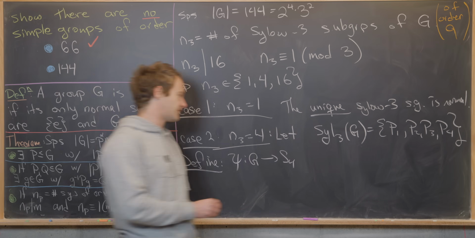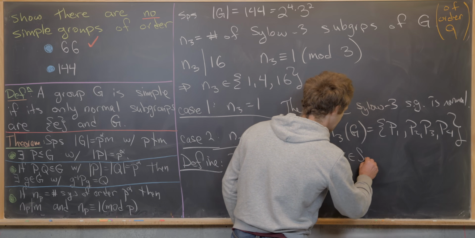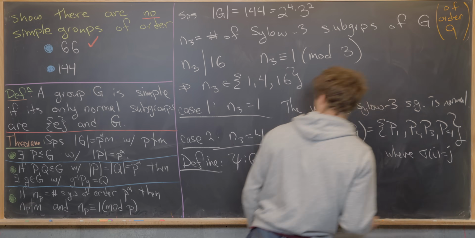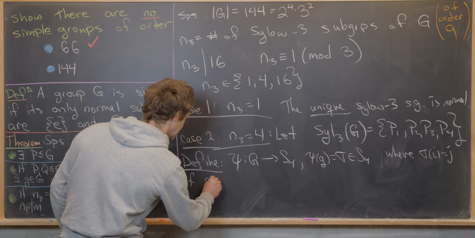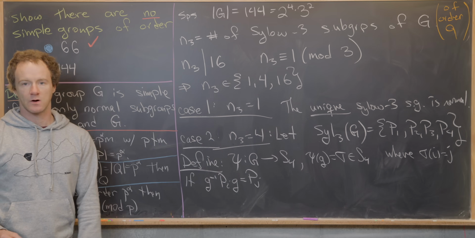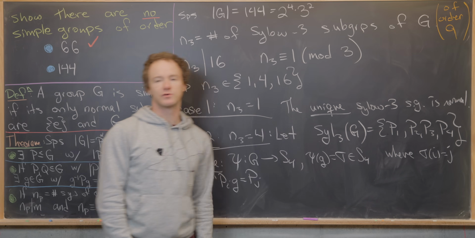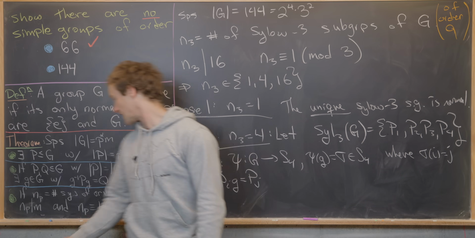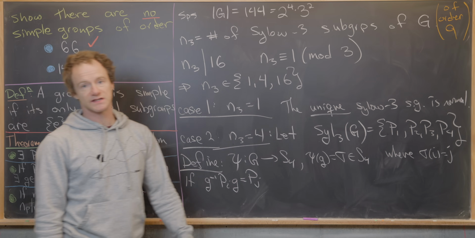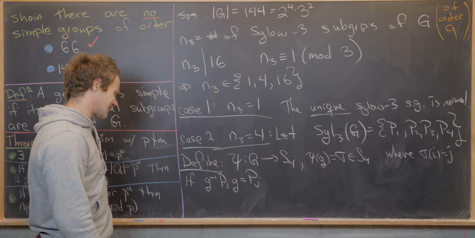And it's defined in the following way. So psi of little g is equal to sigma in S4, where sigma of i equals j if g inverse Pi g equals Pj. Okay, so we know that if we take conjugates of these subgroups, we just land back on the subgroup. So that's by this condition right here. So we can use that to induce this homomorphism onto the permutation group here. So let's maybe do a little example here.